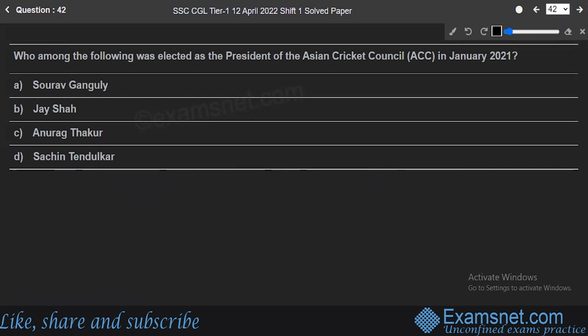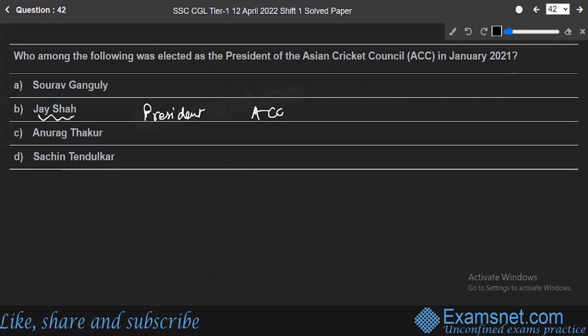Next, question number 42. Who among the following was elected as president of Asian Cricket Council ACC in January 2021? Was it Saurabh Ganguly or Jai Singh or Anurag Thakur or Sachin Tendulkar? Well, the correct answer to the question, any guess? Yes, it is Jai Singh, option B. Jai Singh was elected as the president of ACC, that is Asian Cricket Council, in January 2021.